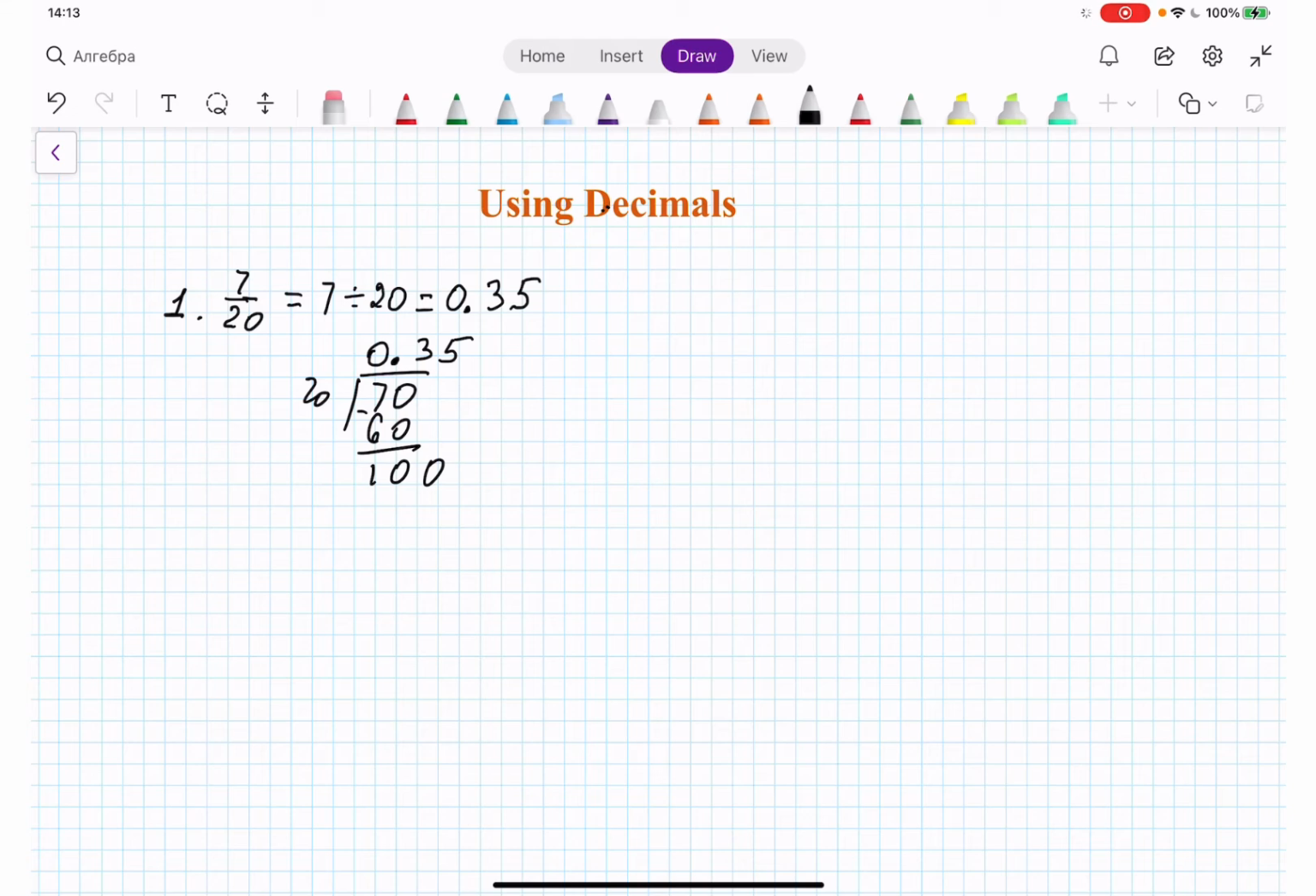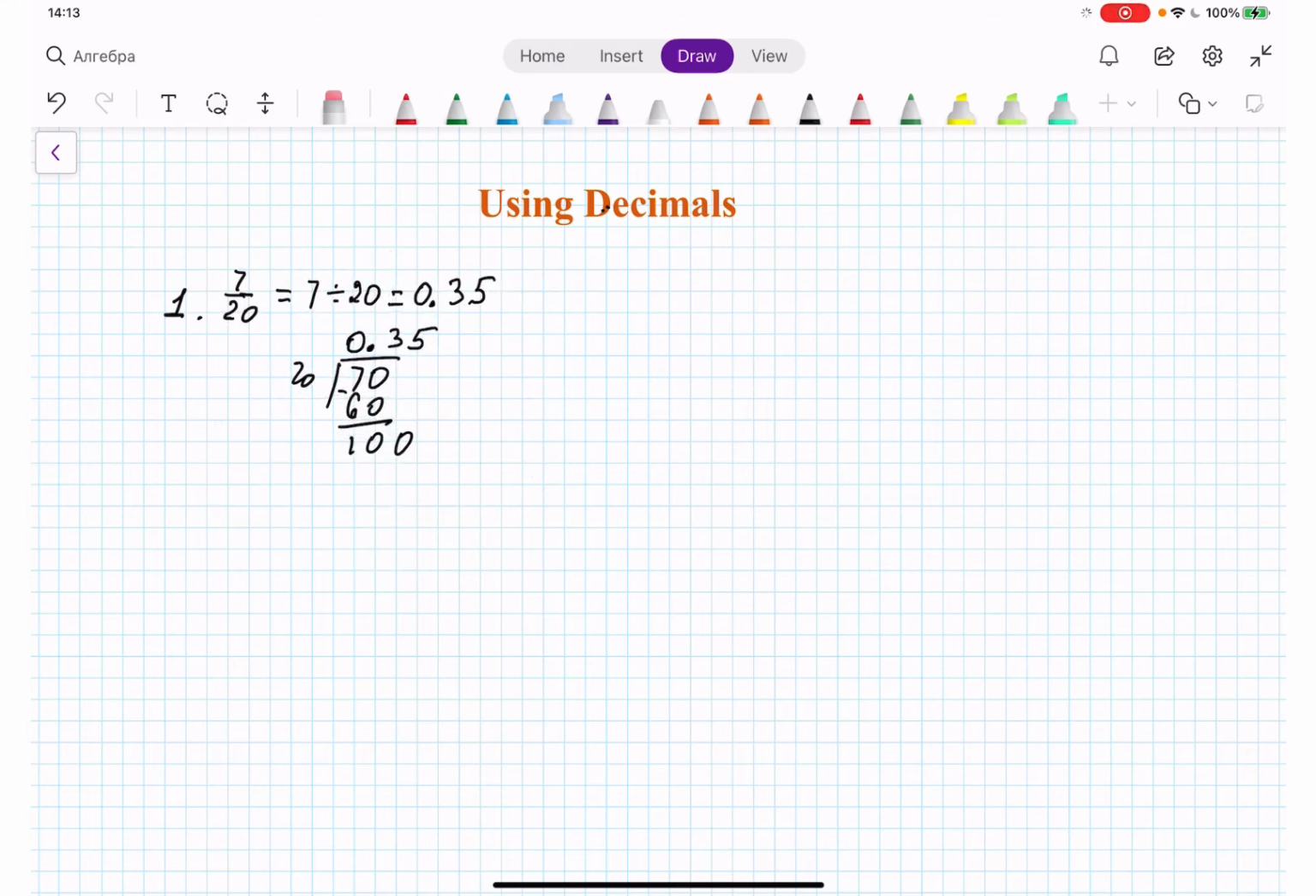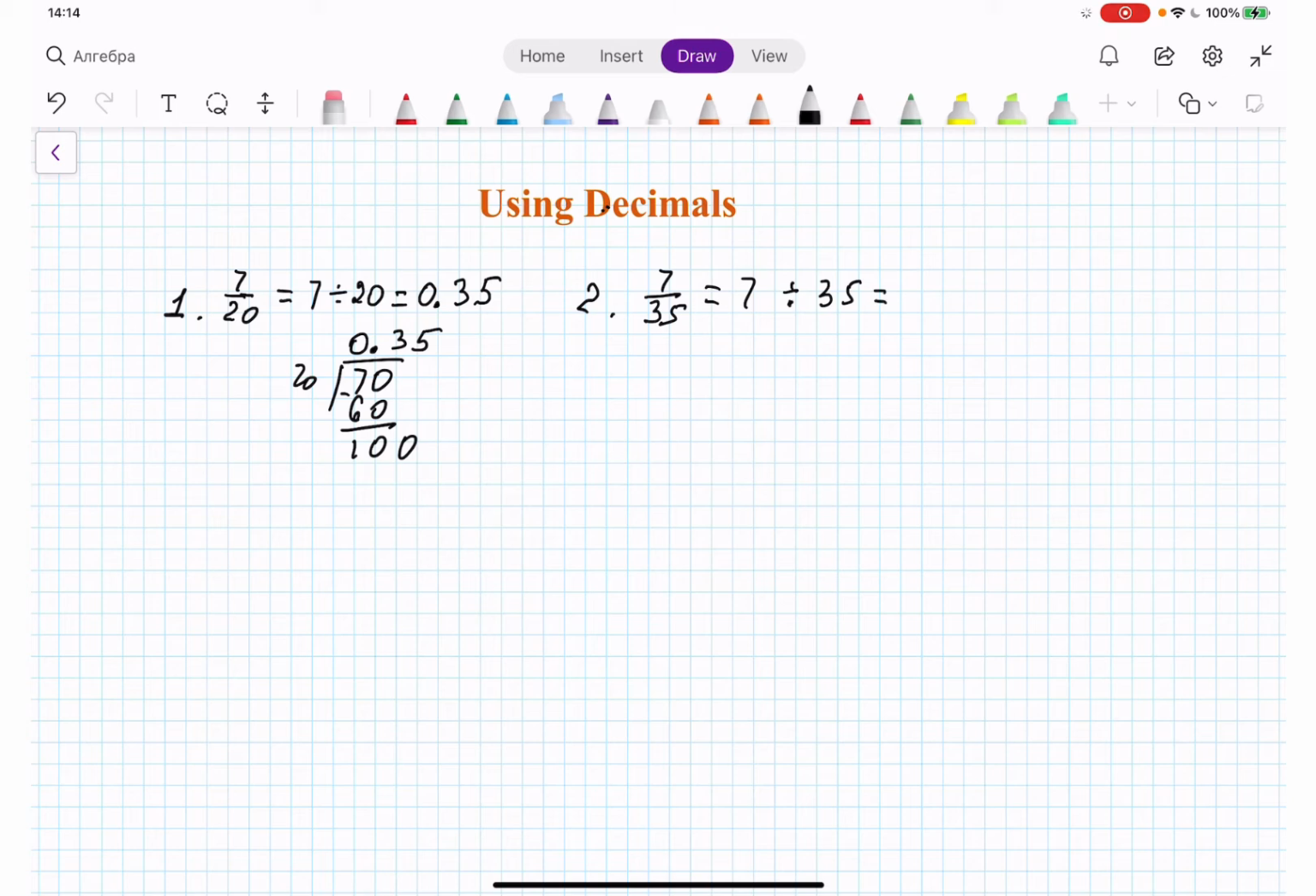Write the fraction in decimal notation. Question number 2. This time we have 7/35. So I'm writing down 7 divided by 35. It's easier for me to do it this way. 7 divided by 35 is 0, right? So we put a decimal point. Now I'm adding a 0: 70 divided by 35. It's going to be twice. 2 times 35 is 70. 0. And we are done.